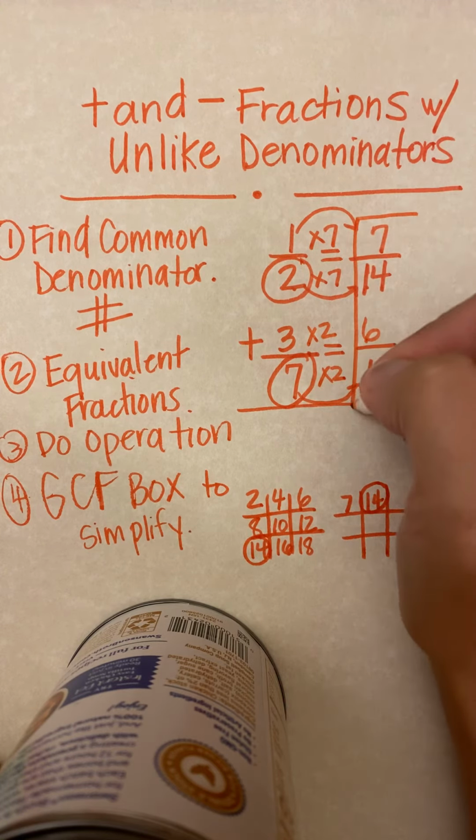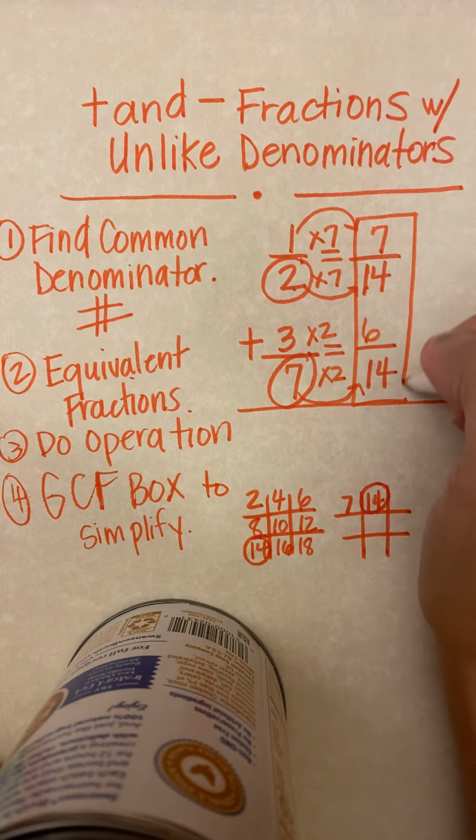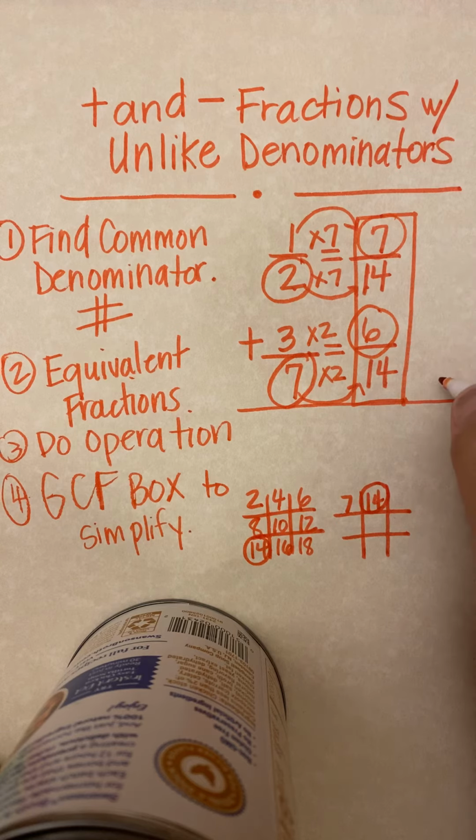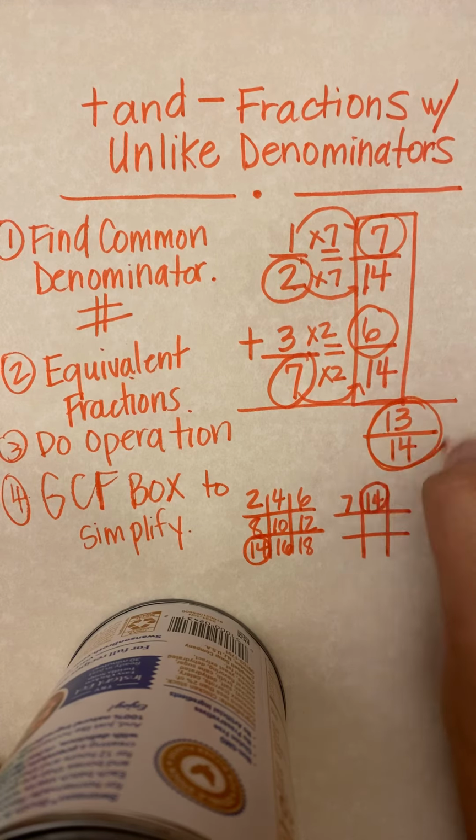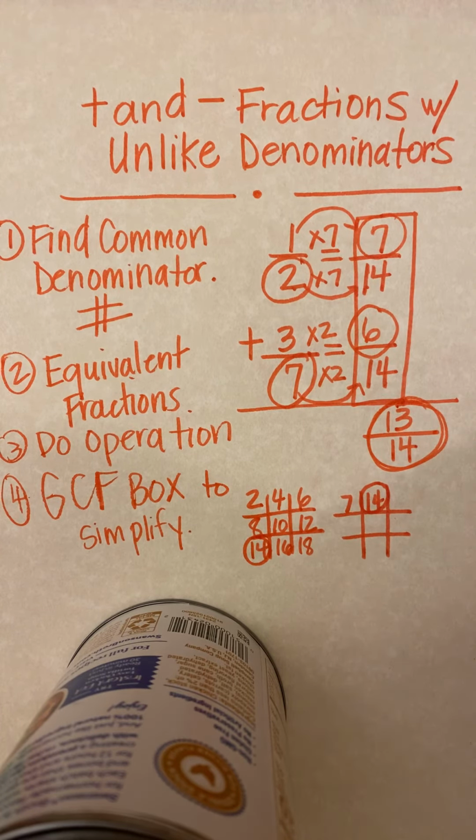Now that these two fractions have the same denominator, I can add. 7 plus 6 is 13, and my denominator is 14. These two numbers are consecutive, meaning they're in counting order. That means that your fraction is already simplified, so there's no need to do a GCF box.